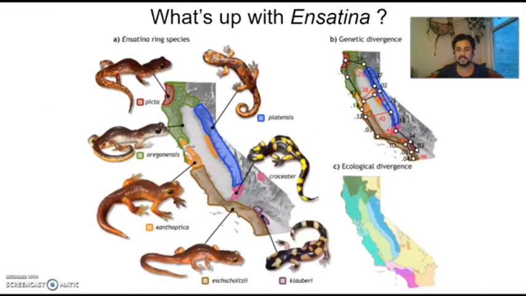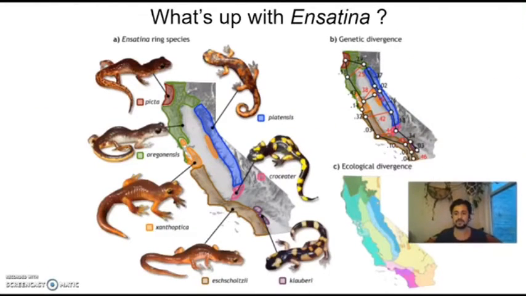So let's take a look at an interesting example and play with the concepts that we've learned so far. So here we have a species of salamander, or this is actually a genus of salamander. See how it's italicized and we have the capital E. So we're talking about a genus here, and this is Ensatina. Now, Ensatina is found throughout the Pacific Northwest, and there's a bunch of different species.